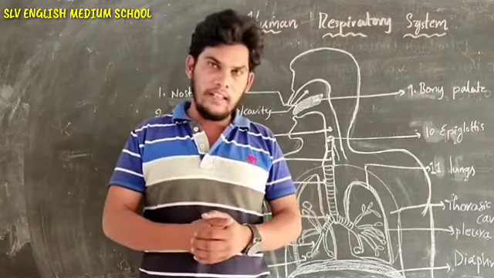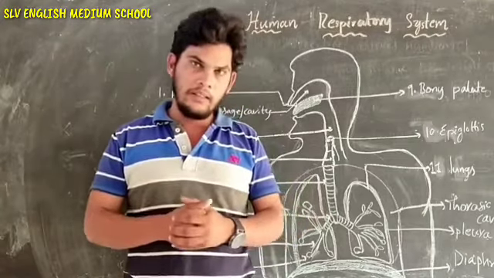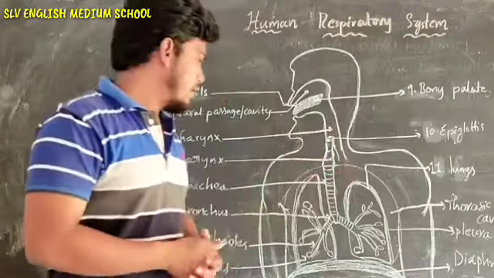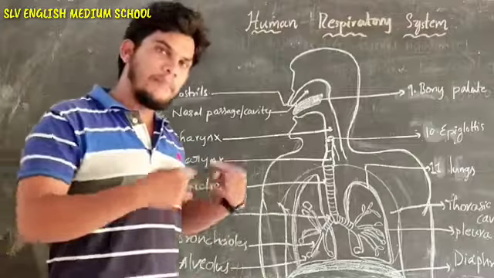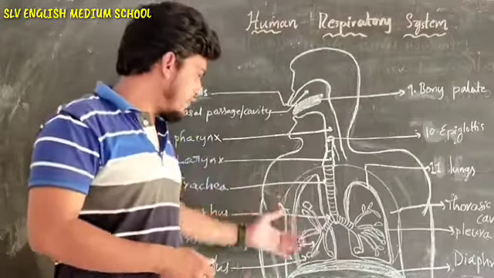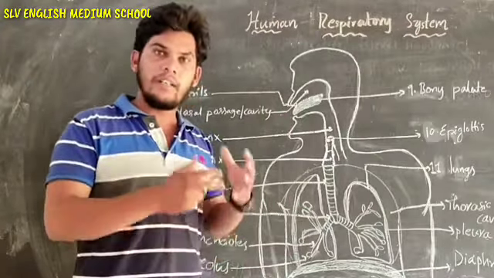Now we are going to learn about the lungs in a detailed way. Look at the picture. This is the structure of the respiratory system. Now I am going to explain each and every part that is present in the respiratory system.